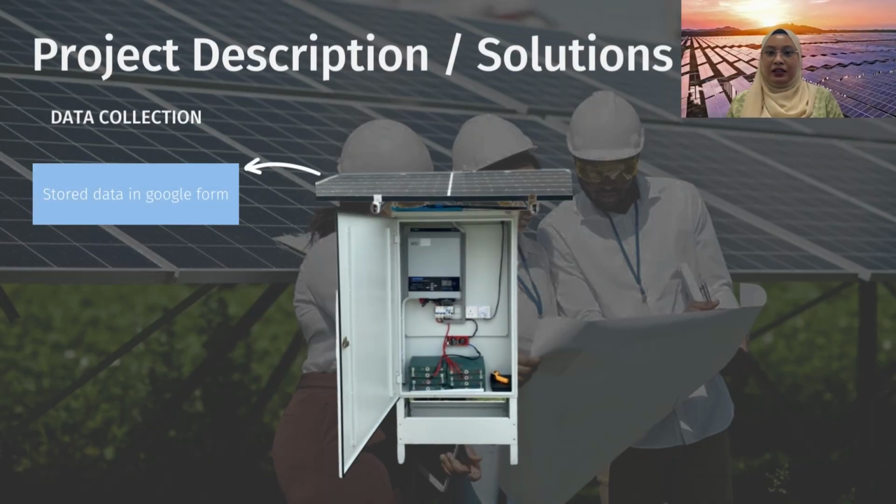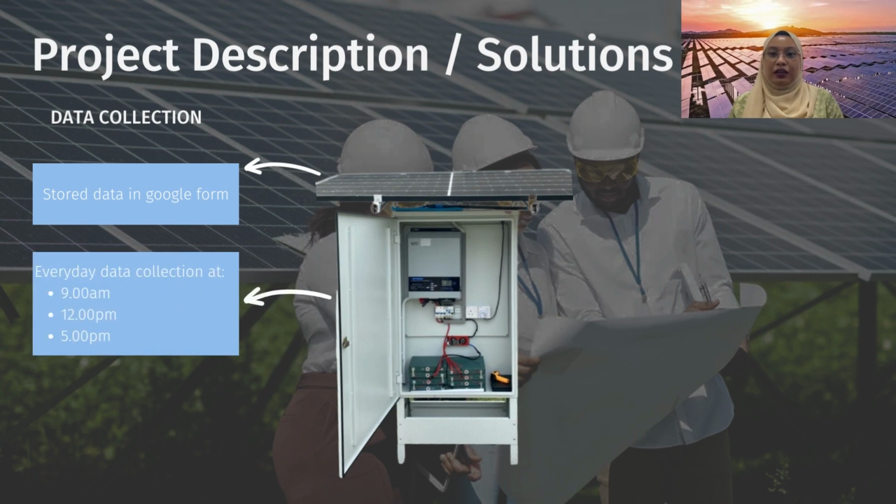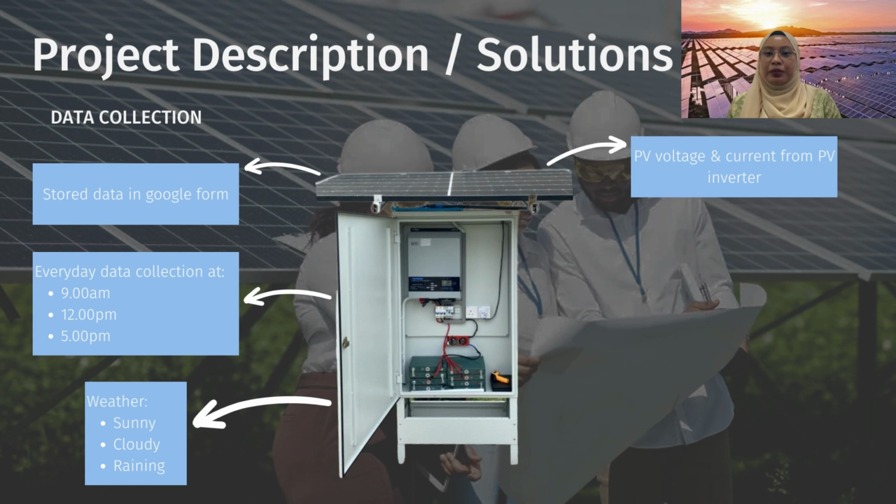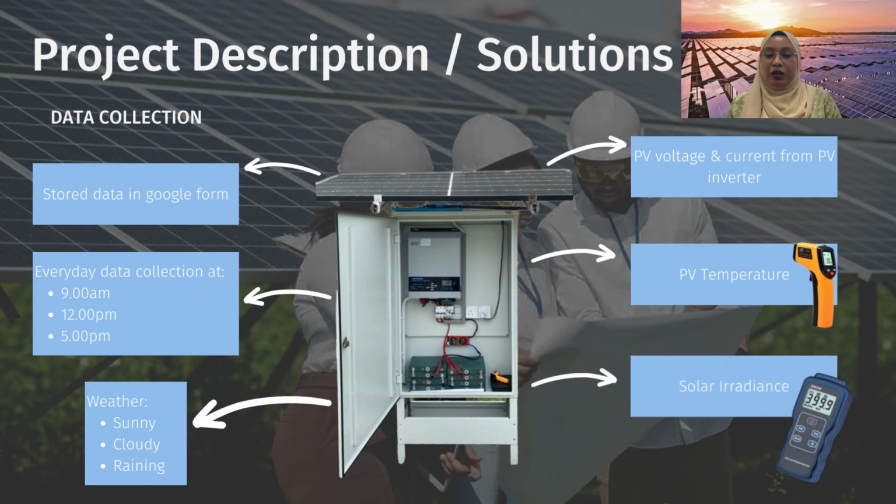For data collection, this project stores data in Google Form. The data is collected every day at 3 different times, which is at 9 AM, 12 PM, and lastly at 5 PM. The data collected are the weather condition, either sunny, raining, or cloudy. Other data collected are the PV output voltage, PV output current, PV cell temperature, and lastly the solar irradiance.